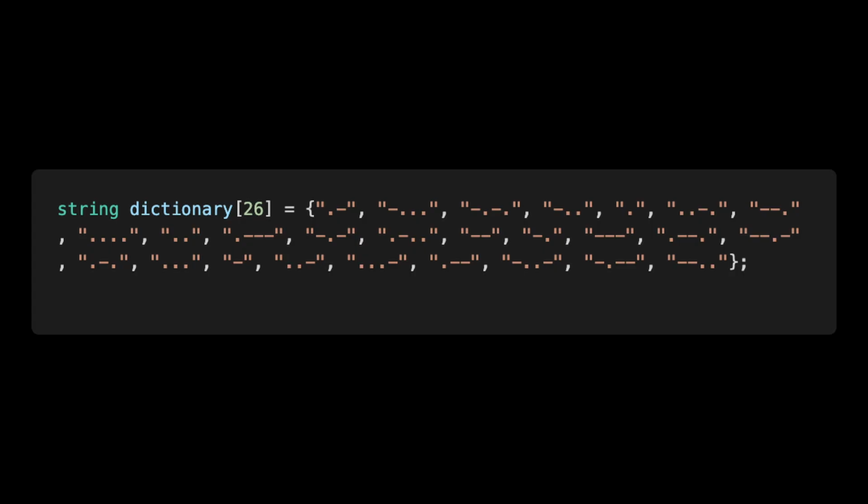To begin solving this, the first step is to create a lookup table that maps each of the 26 English letters to their corresponding Morse code string. This will allow us to encode any word into Morse code without spaces.